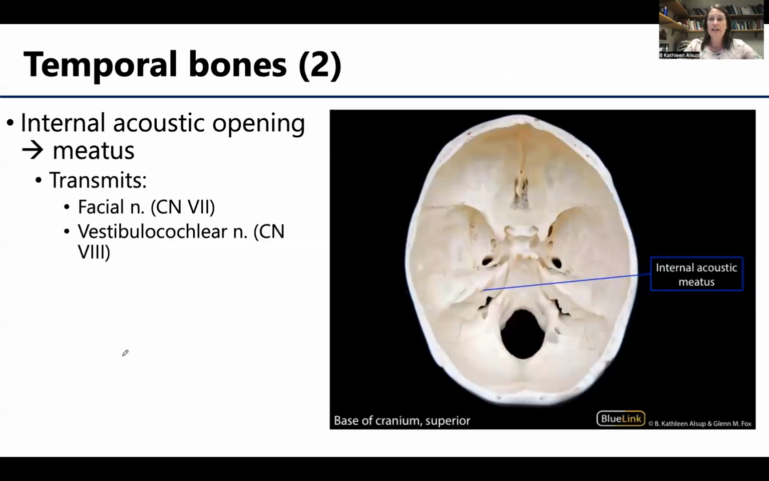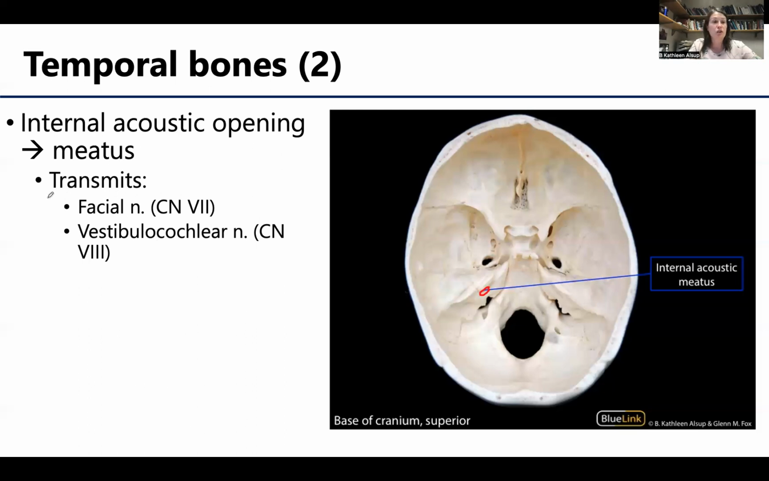One other thing that's associated with this petrous portion of the temporal bone is, and you can't see it very well here, there's going to be an opening leading into a meatus, similar to what we had on the external, called the internal acoustic opening or auditory opening. And since the brain is sitting here during life, this allows some of those cranial nerves to actually travel through the bone in order to get to their destination.